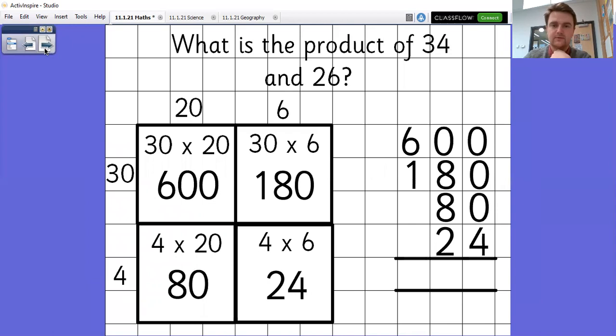I need to add all of those together. So 0 plus 0 plus 0 plus 4 is 4. 8 plus 8 plus 2 is 18, so I need to carry 1 across. 6 plus 1 is 7, plus the 1 is 8. So my answer should be 884. I've managed to get that by splitting those numbers and partitioning them.